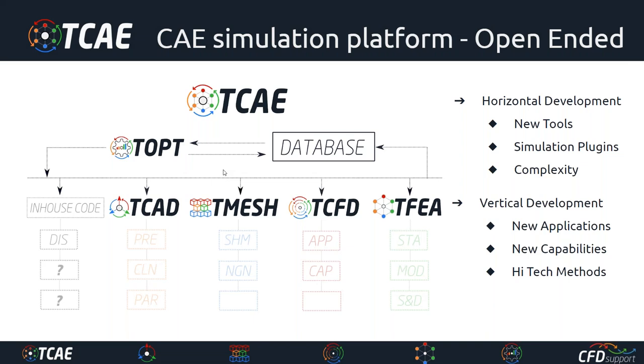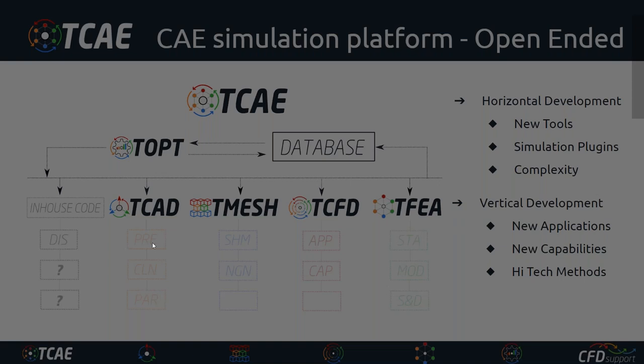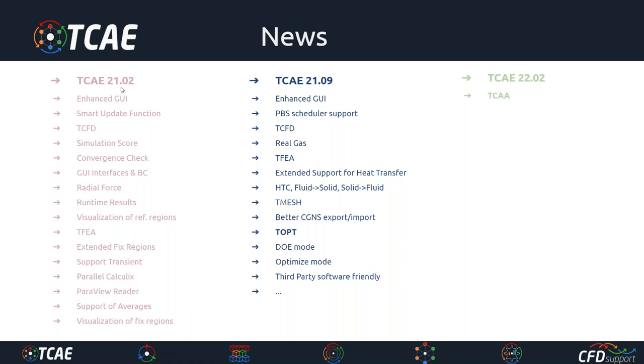We have this way of thinking of horizontal development of new tools, new simulation plugins, new modules, and adding new physics and complexity. And in the vertical direction, we think in high-tech methods, new capabilities, new applications of the existing modules. That's, I guess, obvious. And maybe here I should mention that the current version on the market is 21.02, which we released in February. And at the moment, we are in the process of developing the new version.